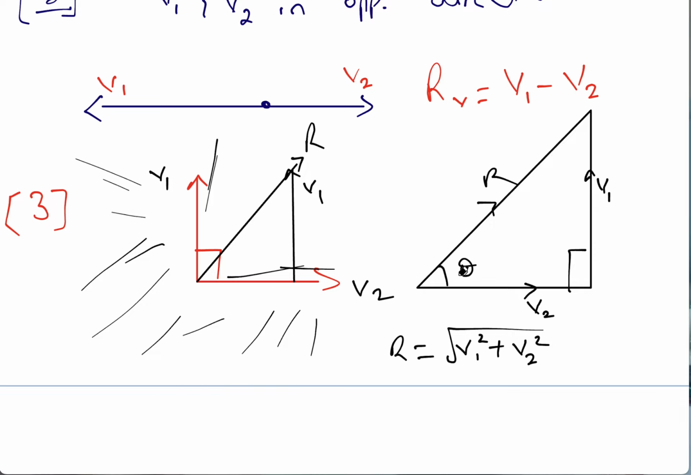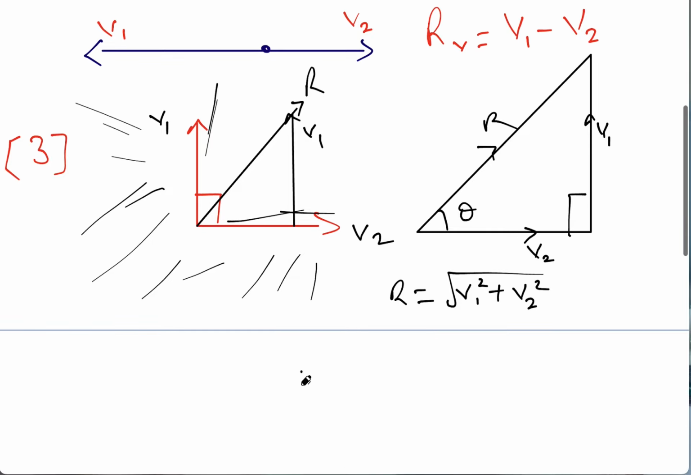angle theta, and this angle theta is made with the horizontal, or we can say made with vector v2, the horizontal vector. Then the direction in that sense is given as the arctan of v1 over v2, where theta is the angle made with the horizontal, or the angle made with the horizontal vector. You can also find the direction in this manner.